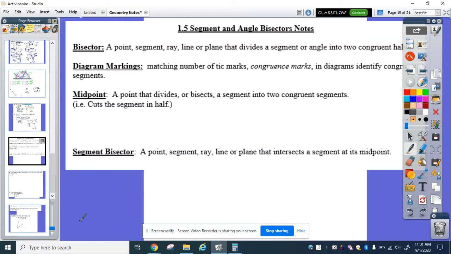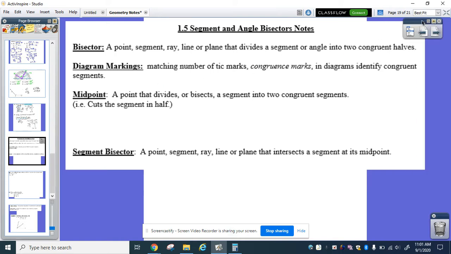We're going to talk today about segment and angle bisectors. So I've given you some terminology here. If you did not print the notes, I would suggest pausing the video and perhaps jotting these terms down in your notes.